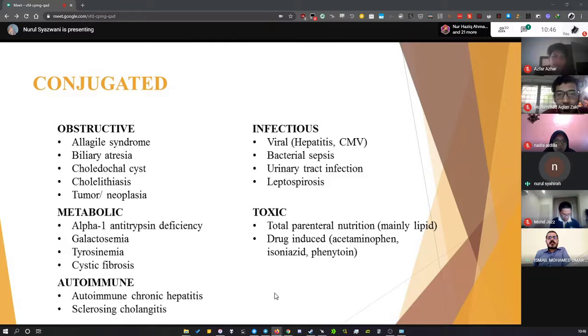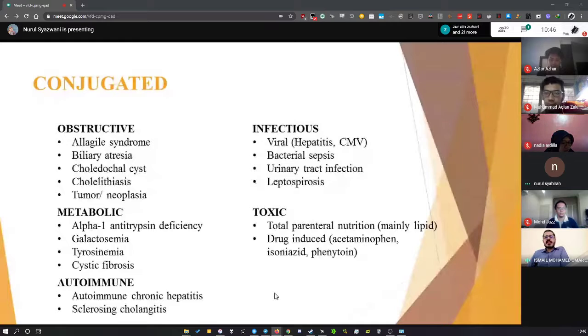For the autoimmune, we have autoimmune hepatitis as well as meningitis. For the infection, we can have viral hepatitis, bacterial sepsis, UTI, urinary tract infection, and also leptospirosis. For the toxic, it can be from total parenteral nutrition and also can be drug induced. So again, you are putting some causes which we don't expect to happen in the neonate. Okay, I will ask an open question.